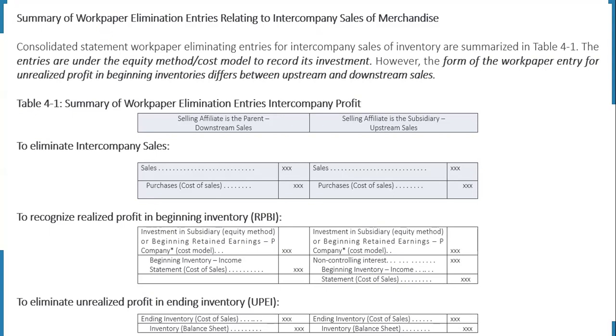We have now the elimination of the unrealized profit in ending inventory: debit ending inventory in the income statement, and we credit inventory end. That's the credit to inventory end for the balance sheet.